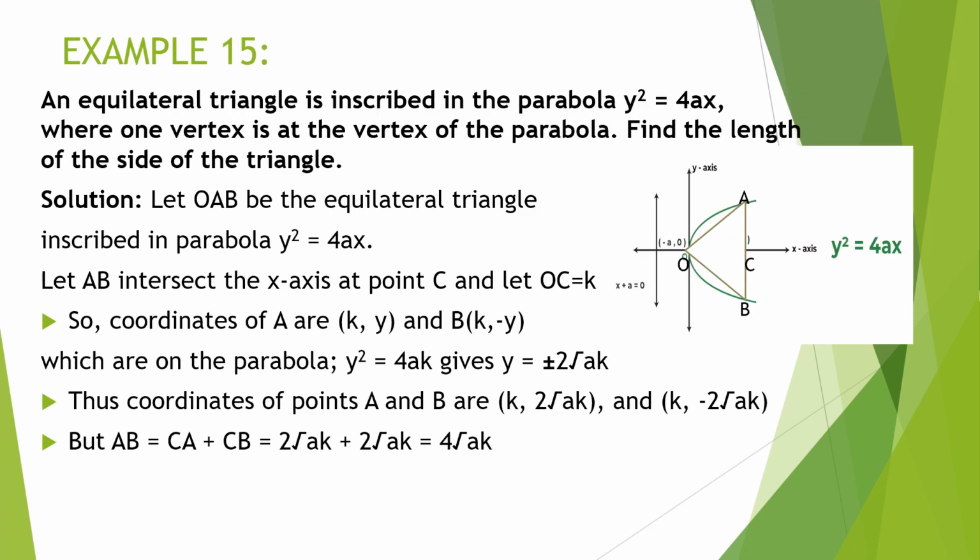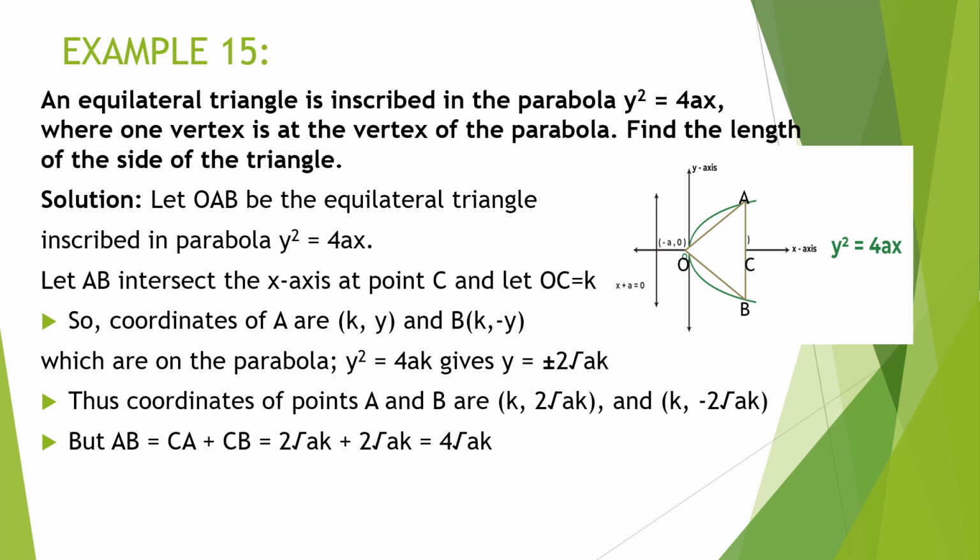We are solving different kinds of examples. Example 15. An equilateral triangle is inscribed in the parabola y square is equal to 4ax, where one vertex is at the vertex of the parabola. Find the length of the side of the triangle. If you see the diagram, you know that we have taken the origin as the vertex. So O is the vertex, which is the origin. Now suppose OAB is the equilateral triangle, which is inscribed in our parabola y square is equal to 4ax.